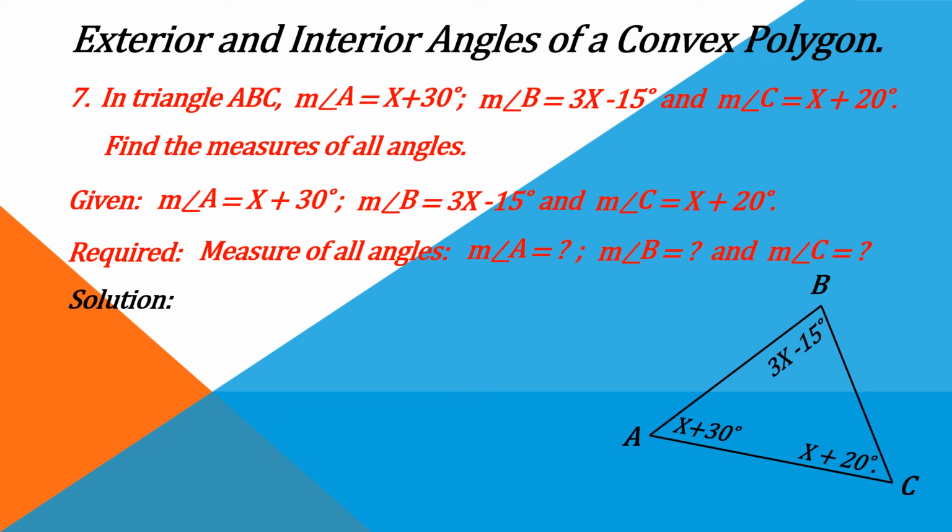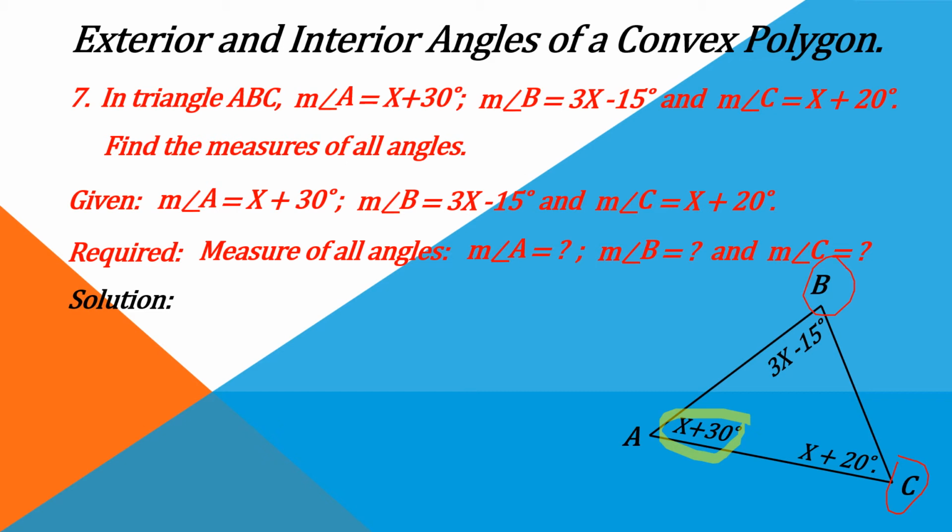Angle A is equal to x plus 30 degrees, angle B is equal to 3x minus 15, and angle C is equal to x plus 20 degrees, and angle A, as what I've said, is equal to x plus 30 degrees.